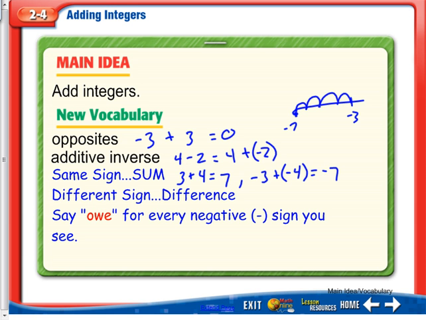Another thing I'm going to do in this lesson is talk about it like it's money. Adding integers is money. We're going to say the word "owe" for every negative sign that you see. For example, I owe 5 and I owe 2. If I owe $5 to someone and I owe $2 to someone, that means in total I owe $7. Sometimes talking about money helps us make more sense of it.